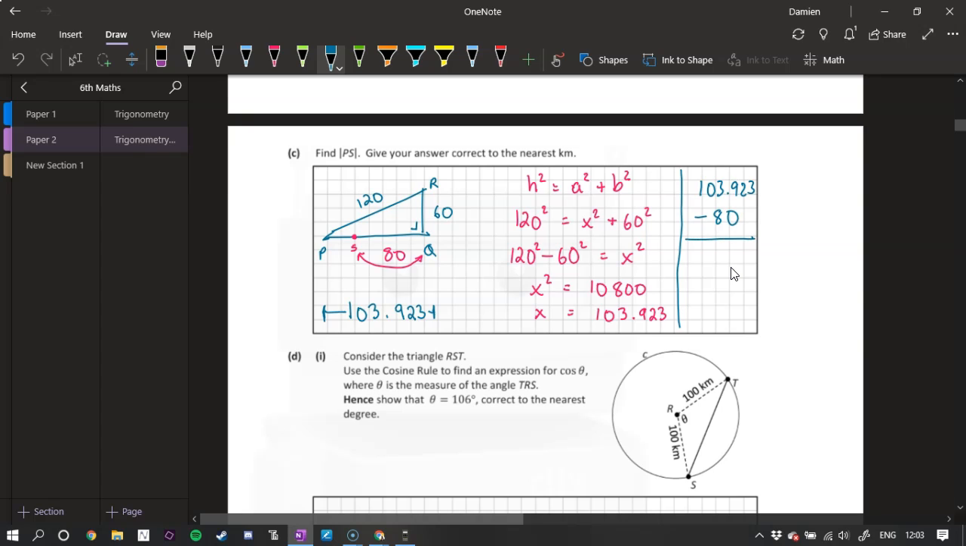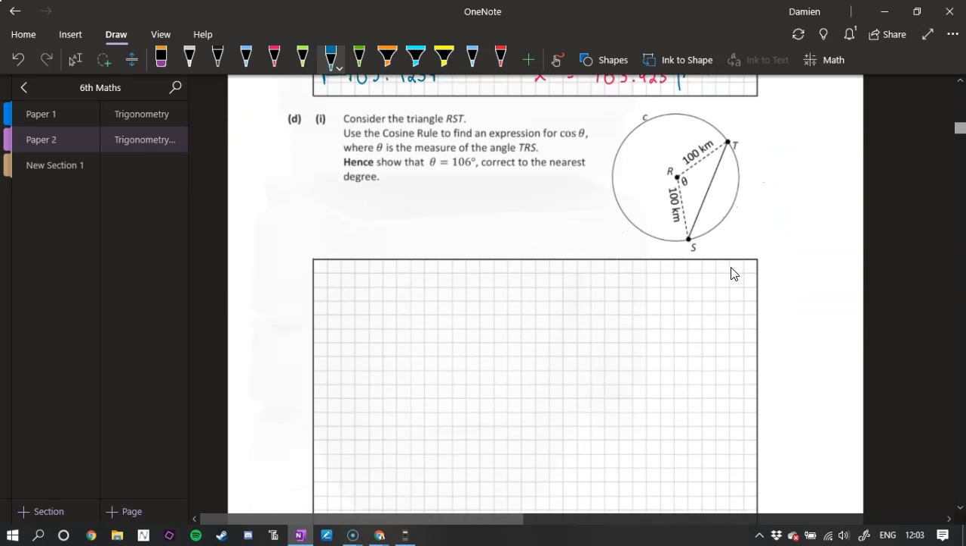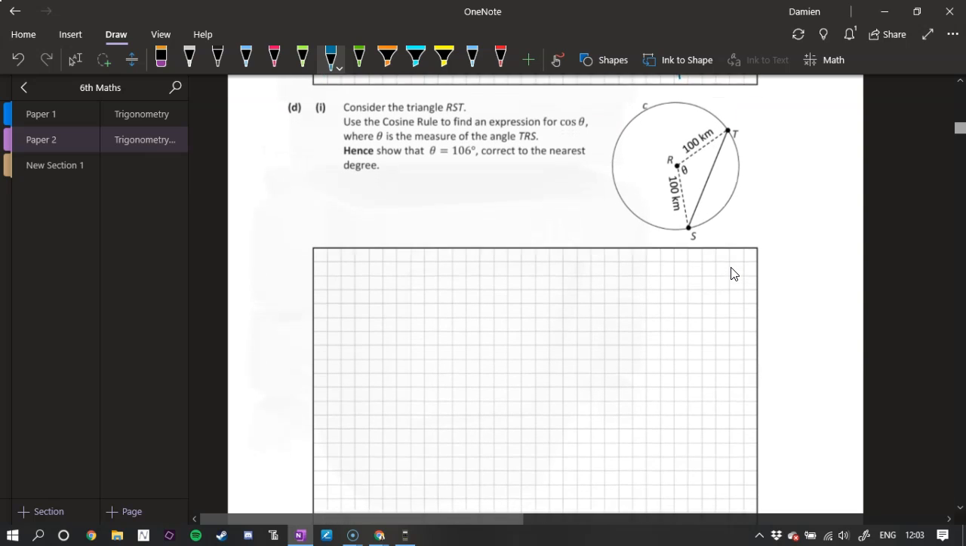And that's going to give you finally what you're looking for. So that gives us 23.92. And it says give your answer to the nearest kilometer. So therefore you can say PS, or the length of PS then, is equal to 24 kilometers. Okay, we'll move on to part D now in part 2.